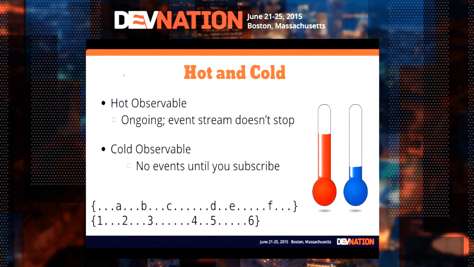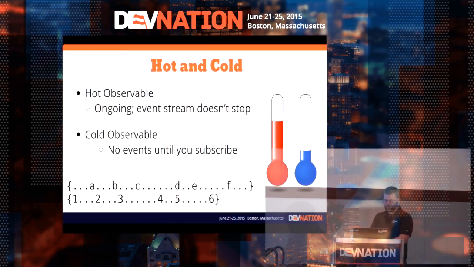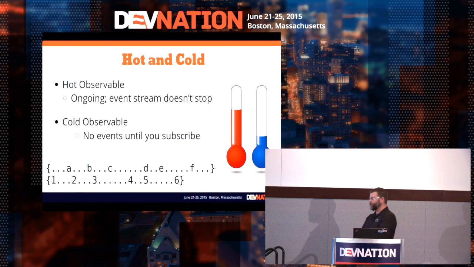So let's talk a bit about why we need that take until method that we saw on the mouse move, right? We're talking about terminating collections. Well, it turns out that we can talk about two different kinds of observables, right? We can have hot observables. These are just ongoing event streams. They just keep happening. Mouse move is like that. As long as you're moving the mouse, you're going to have mouse move events.